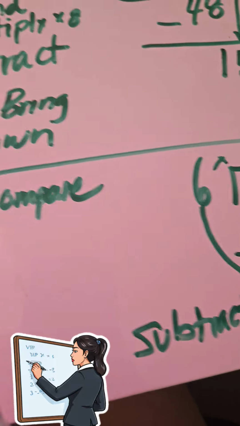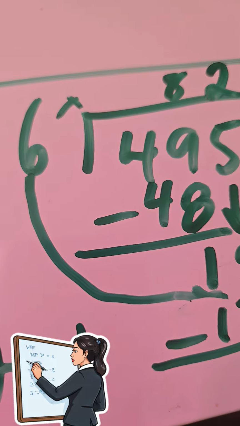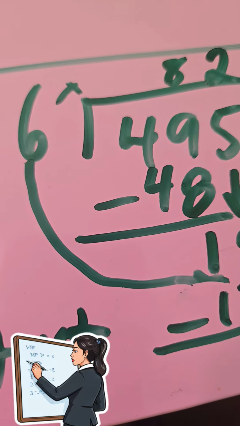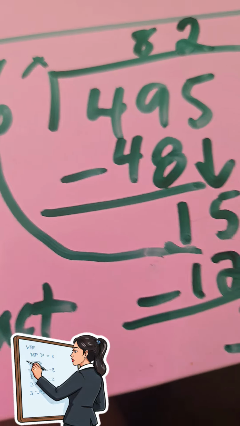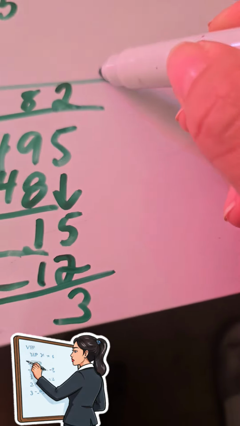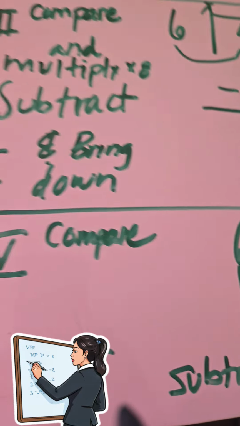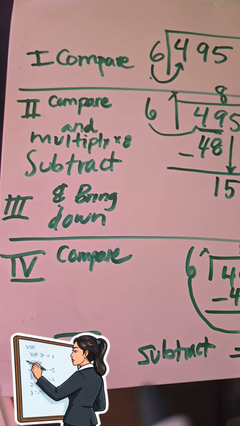And that would be step 5. And if we subtract 12 from 15, we get 5 minus 2 is 3. Nothing here. So our remainder is going to be 3. Okay.